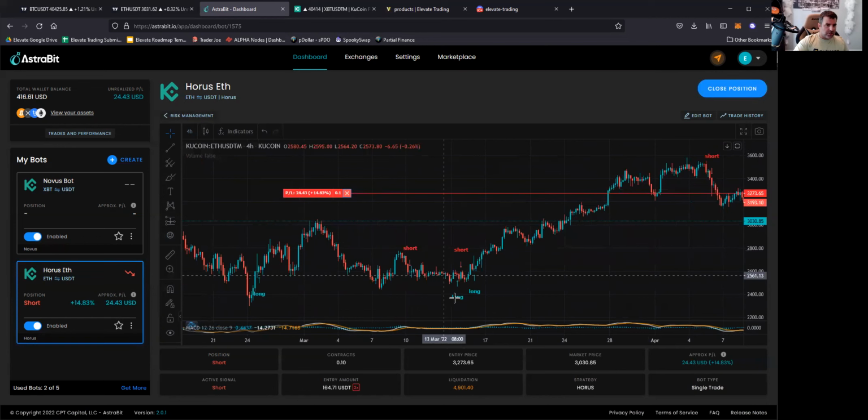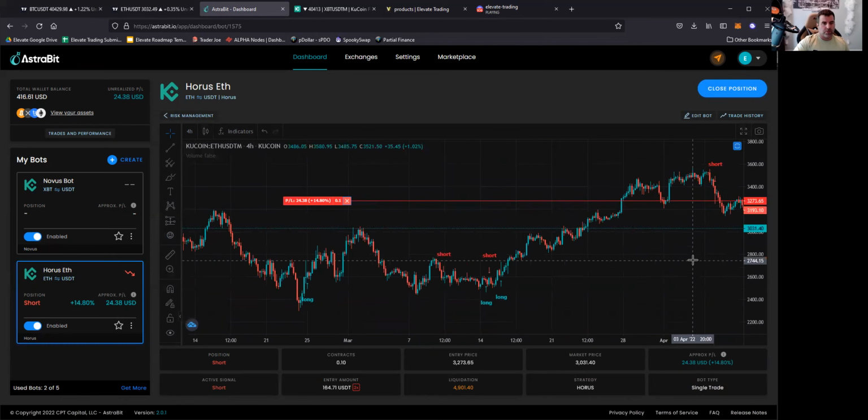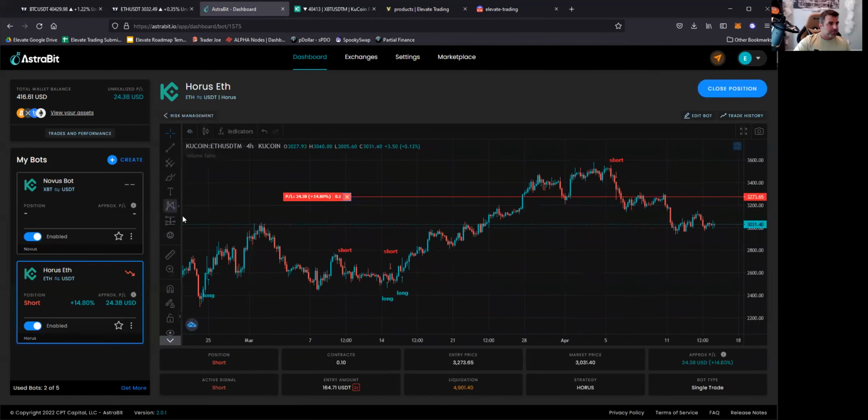Okay, so in sideways choppiness, yes, a bot will get chopped up because it's just a bot. It's a machine. It's not a magic genie in a bottle or something. However, look here in the middle of March of this year, about the 15th of March, Horus caught this long. And it rode this long through all of these little dips, okay?